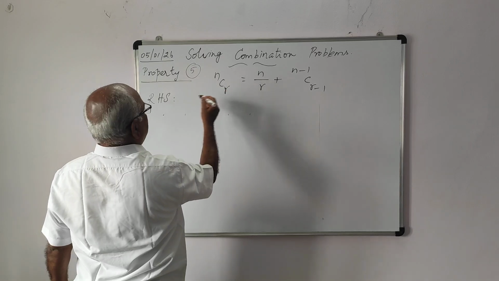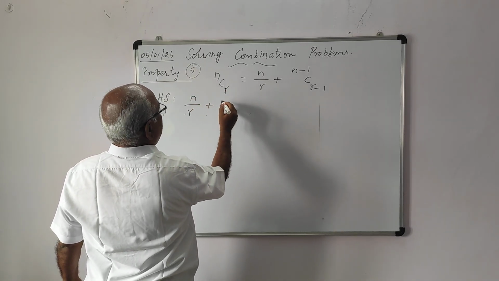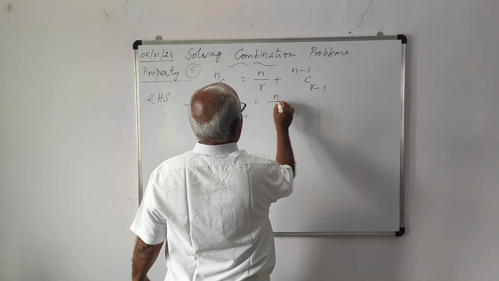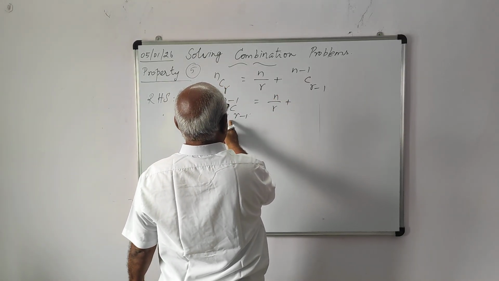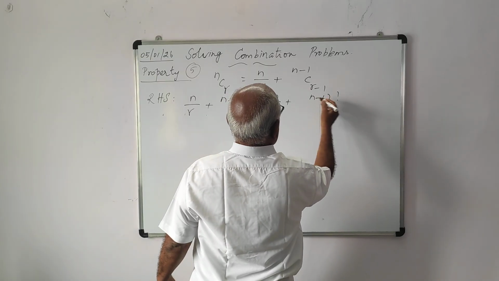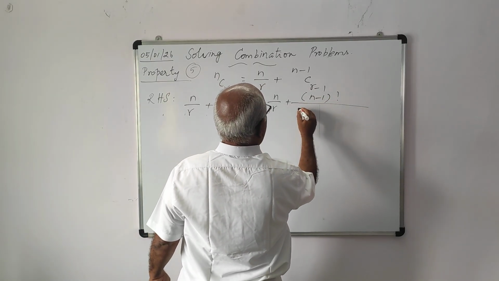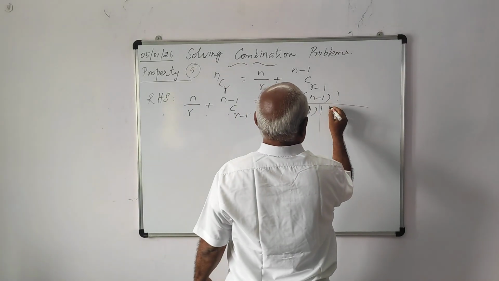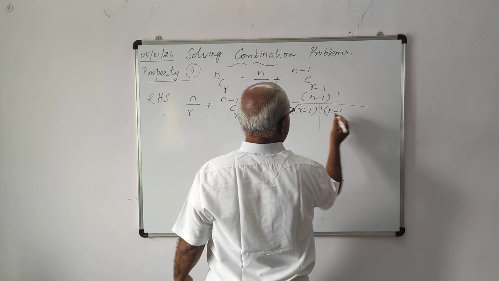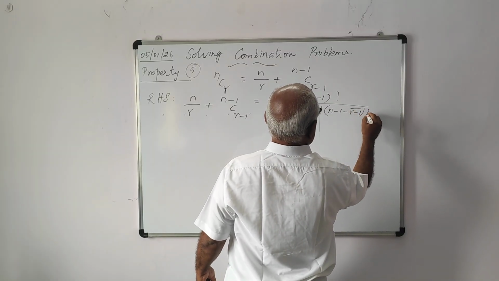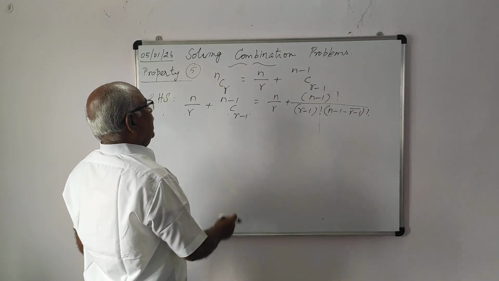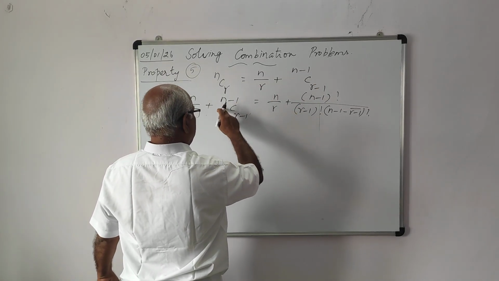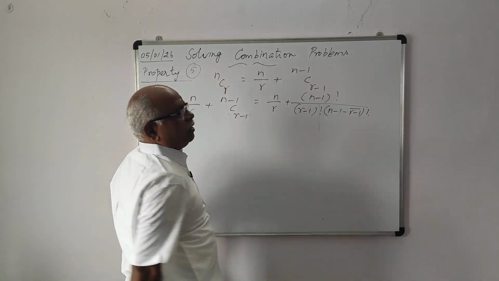To derive this result, n by r into (n minus 1)C(r minus 1), by definition, is (n minus 1) factorial by (r minus 1) factorial into (n minus 1 minus (r minus 1)) factorial. The nCr rule: n factorial by r factorial into (n minus r) factorial.